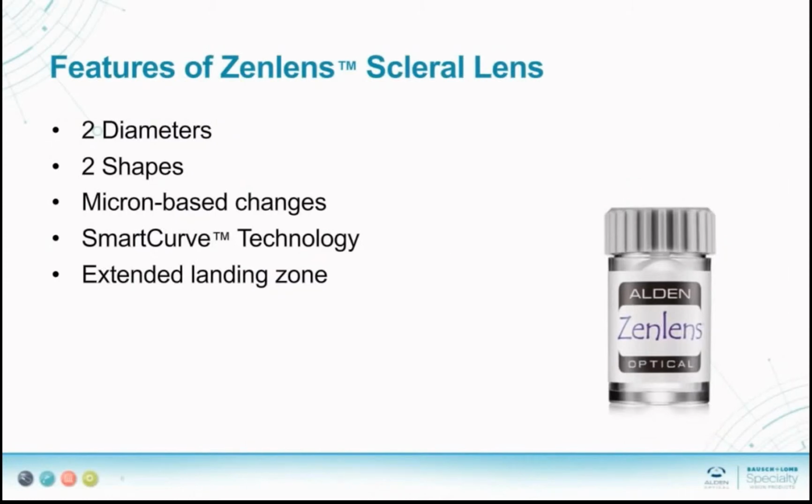In addition to the flexibility of the diagnostic set having 2 diameters, 16 and 17 millimeters, and 2 shapes, prolate and oblate, there are other unique features which will be described further in detail. These include the ability to adjust all fitting parameters in microns, the smart curve technology that allows isolated parameter changes, as well as a wide landing zone.